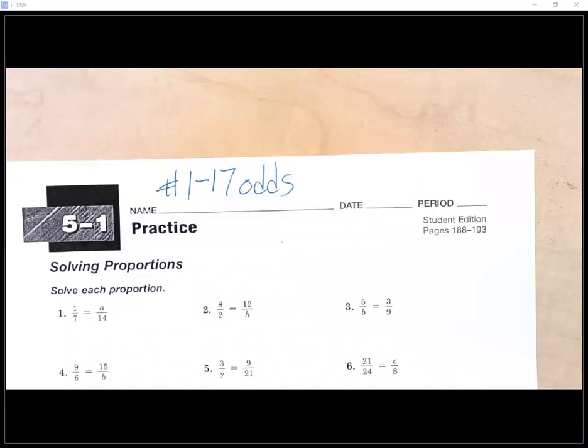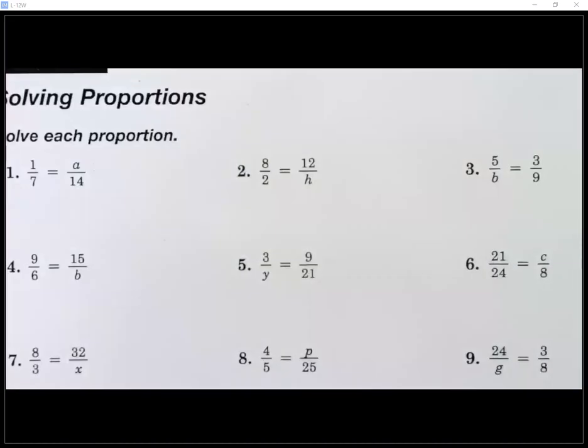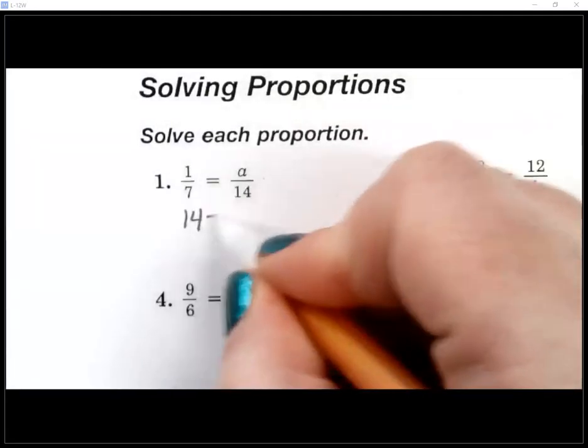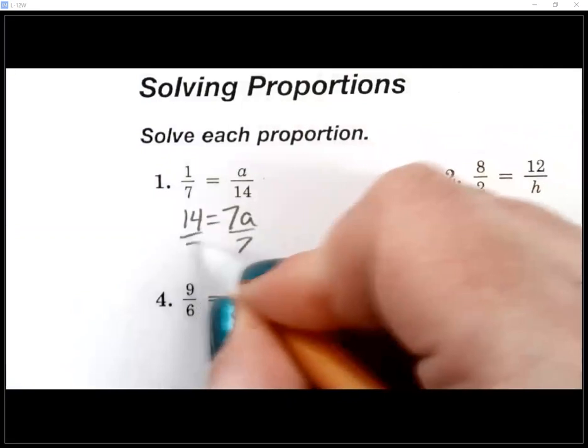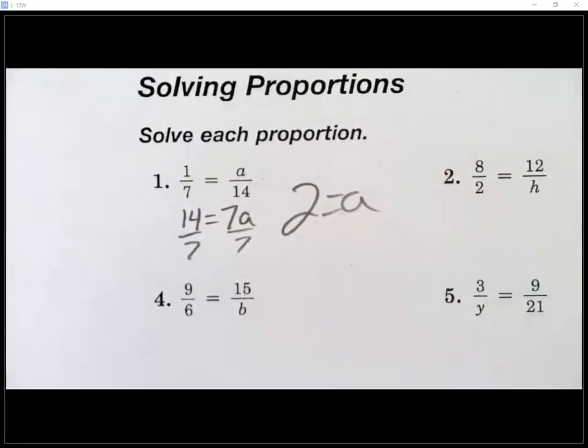Okay, so let's go over the answers to 1 to 17 odd. So the paper that I just gave you, just set that aside for a minute. Let's get these answers here. Okay, number 1. What did you get on number 1? Francisco, what'd you get? 2 is correct. Multiply those diagonals. You should have 14 equals 7a. Divide by 7, you get 2. Hooray.